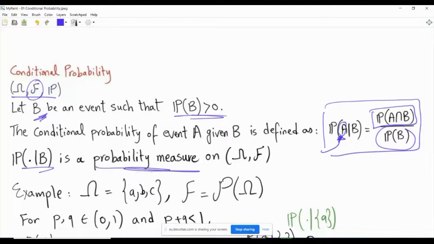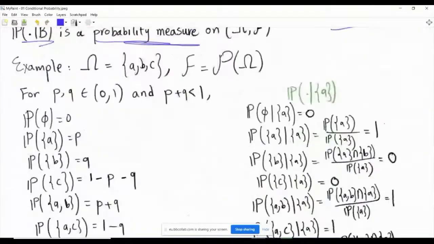Okay, so you start with some probability measure, then you pick an event that is assigned a strictly positive probability under that probability measure, and then you can derive new so-called conditional probability measures by doing this operation here. Okay, so let's take an example.